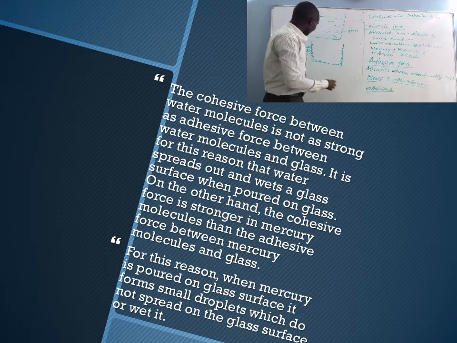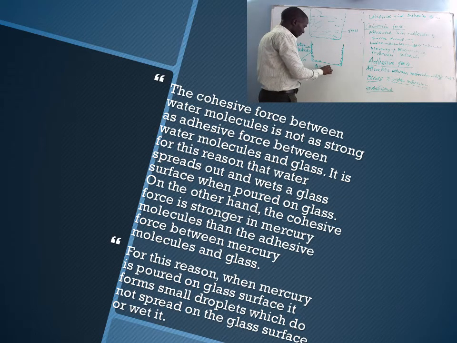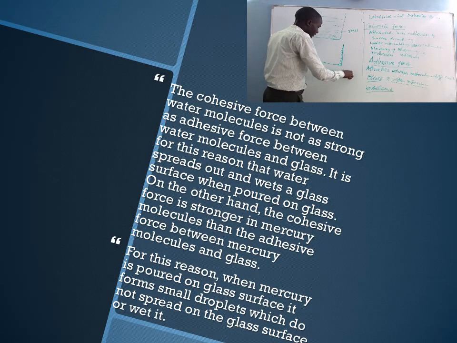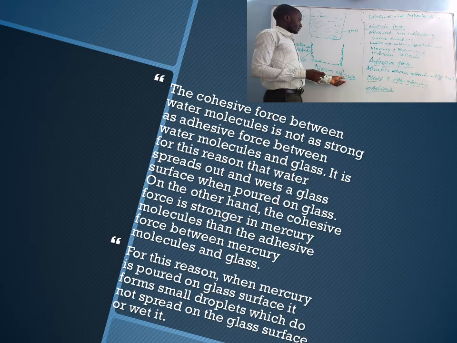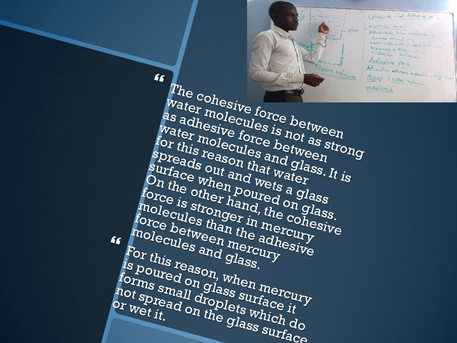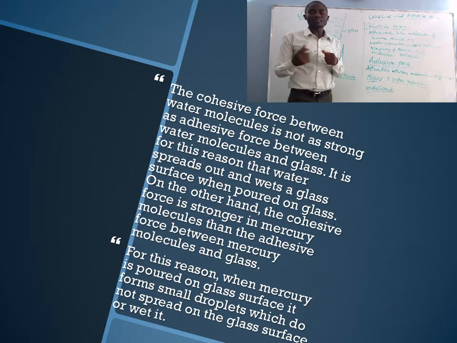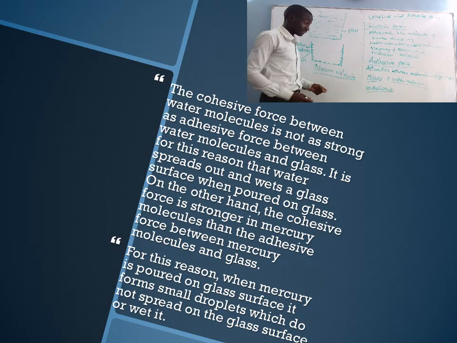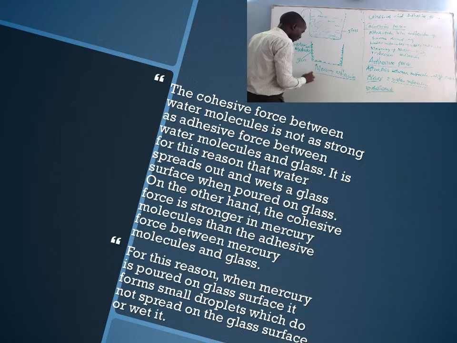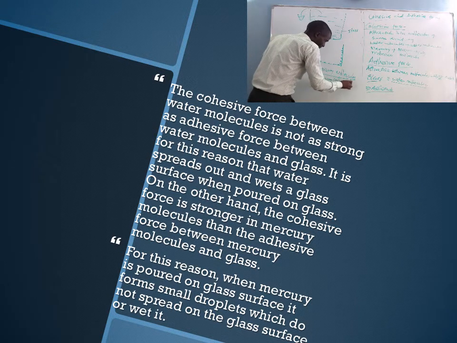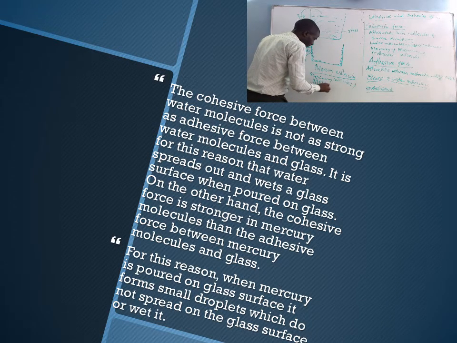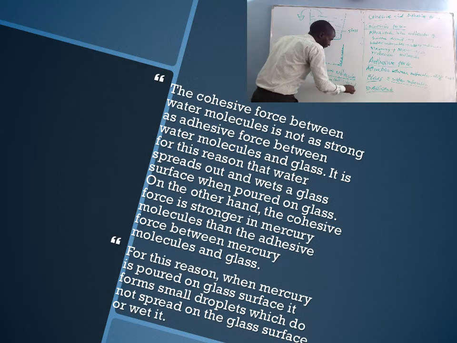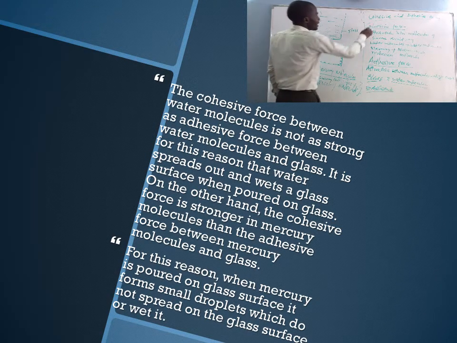While if we consider mercury molecules, they behave differently as opposed to water molecules. Mercury molecules are strongly attracted to other mercury molecules rather than being attracted to the glass surface. So the attraction between a mercury molecule and another mercury molecule, in this case, we are experiencing cohesive force.